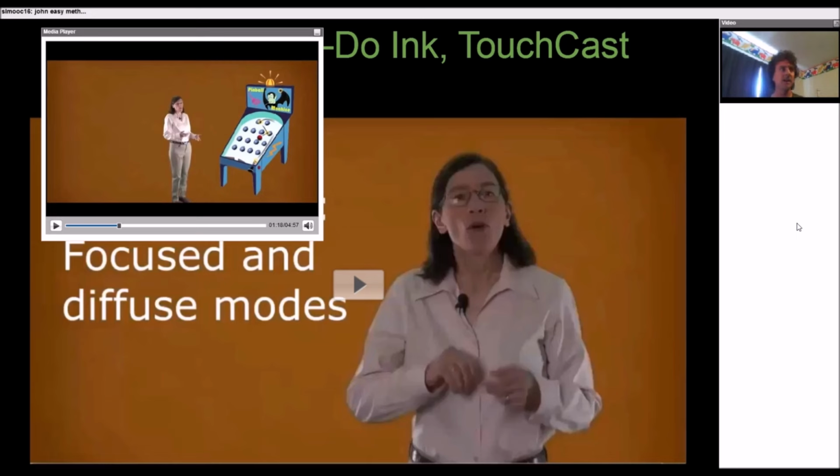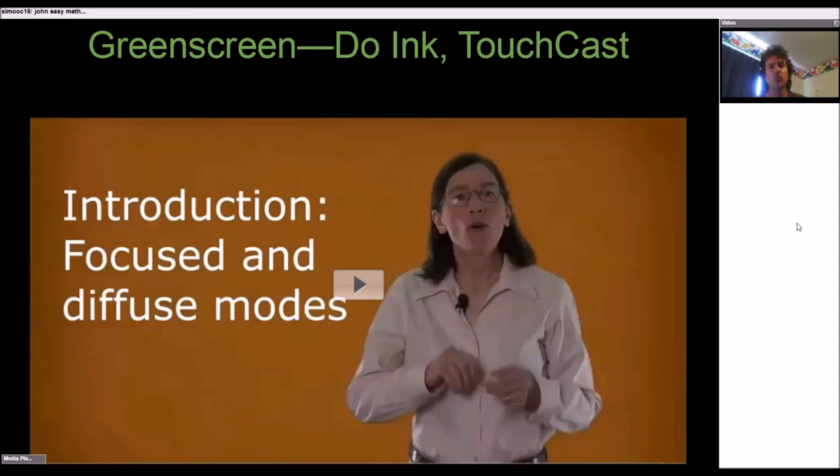Now, green screen may sound exotic. It's not hard to make at all. Your school probably has a green screen studio. If they don't, you can literally buy the screen that produces the green screen for about $30. There's a couple of apps that make it very easy. One's called TouchCast. I think they're both iPad apps. TouchCast and Doink. And what they do is they literally allow you to use your iPad to make green screen videos. So all you need is the green screen, which again, you can actually order.